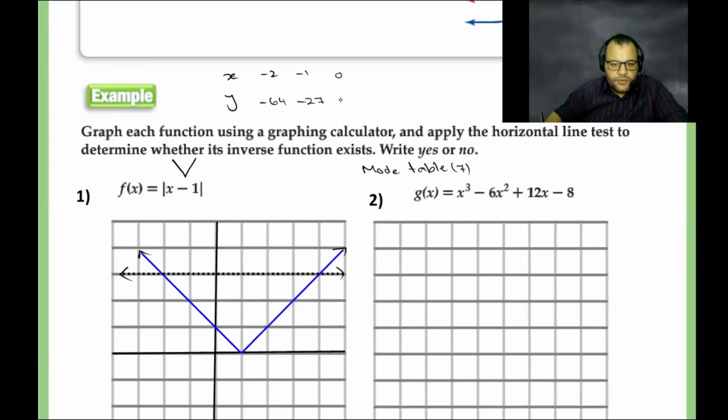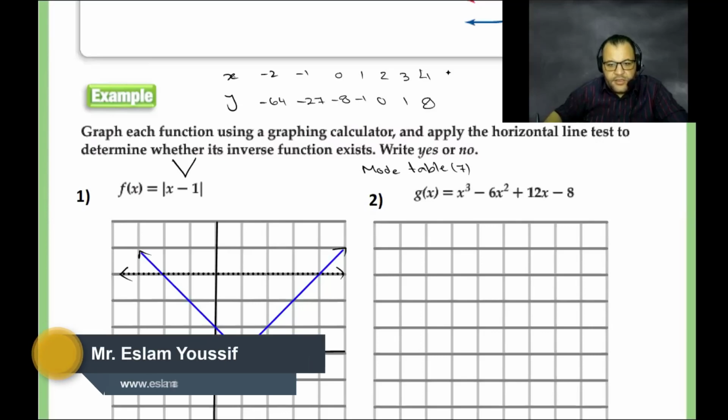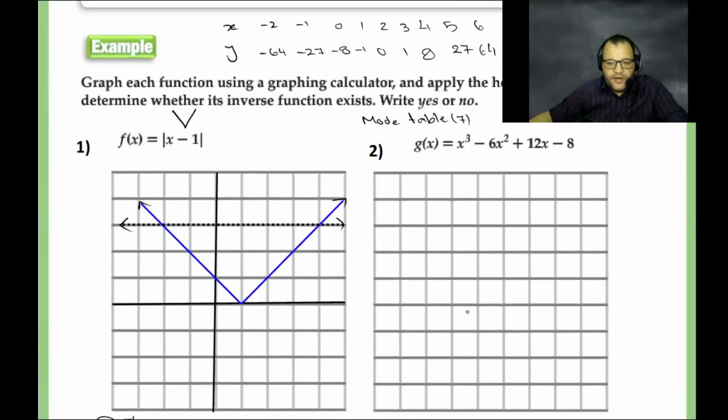0, negative 8. 1, negative 1. 2, oh wait, they are the same, 0. 3, 1. 4, 8. 5, 27. And 6, 64. So I will graph this one now.